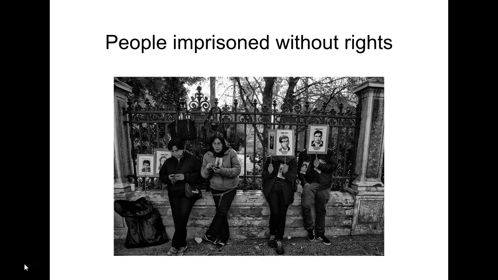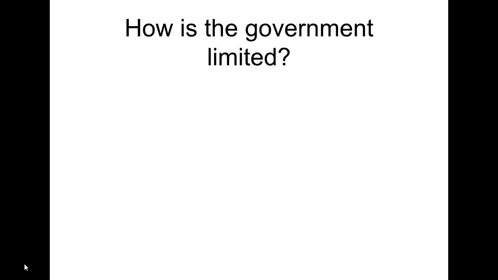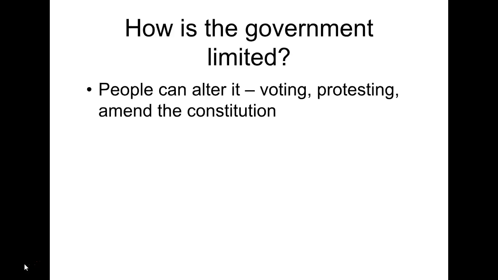And we have those that limit the power of the government. So how is the government limited? First of all, we can alter it. People can alter it by voting different people in and out of office. We can protest, and we can amend the Constitution. If we really feel like our values have changed as a nation, we have the power to change the Constitution through the amendment process. The Constitution limits the government.